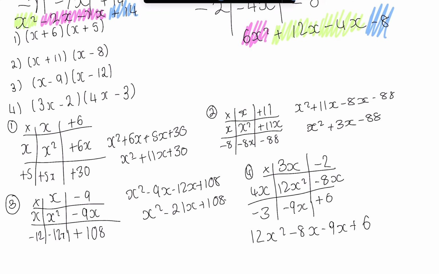So if I now simplify this down, in the middle, I'm going to get minus 8 minus 9, which is going to give me minus 17x, with my 6 there. So there are all the answers for expanding those brackets. Hopefully that's helped give you a bit of an idea about how to go about different questions around this.